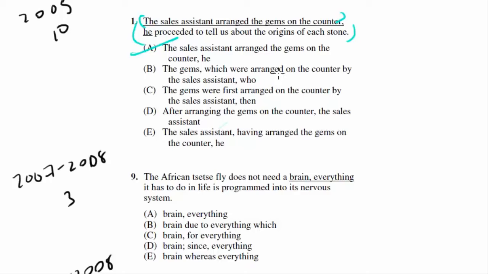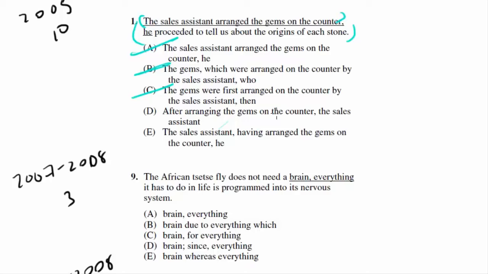The gems, which were arranged on the counter by the sales assistant, who proceeded to tell us about the origins of each stone. Fragment, right? No main sentence, no main verb there. The gems were first arranged on the counter by the sales assistant, then proceeded to tell us about the origins of each stone. So again, comma splice, just not well put together.